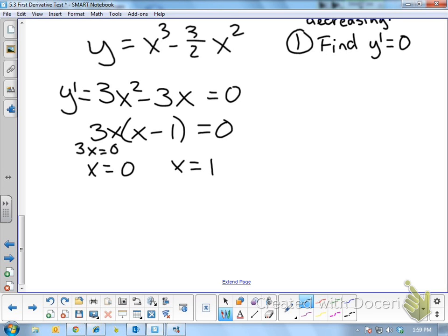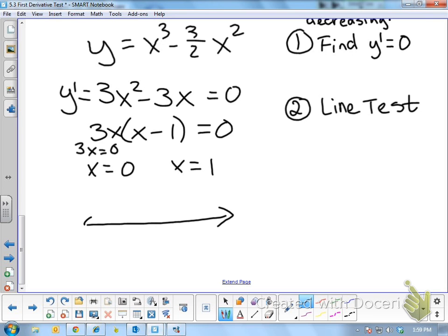So we found y prime, and this breaks up our interval, but we don't know right now which one's positive, which one's negative. So we need to do what's called a line test. So when we set up this line test, we put our critical points on our number line. These two things were our critical points.